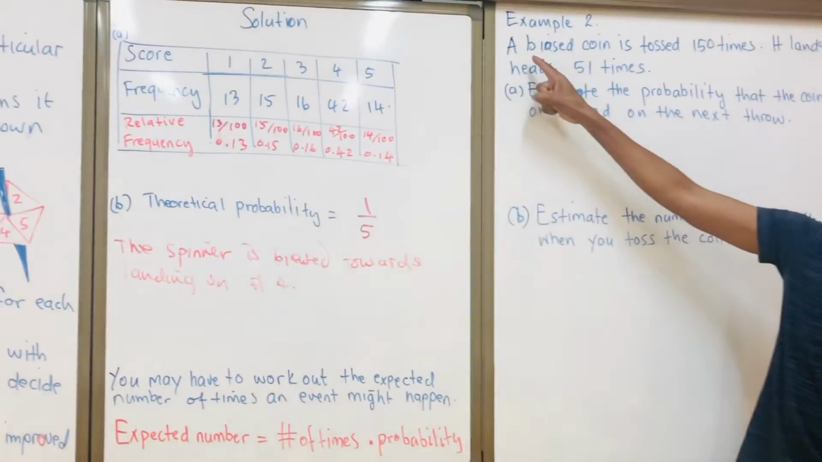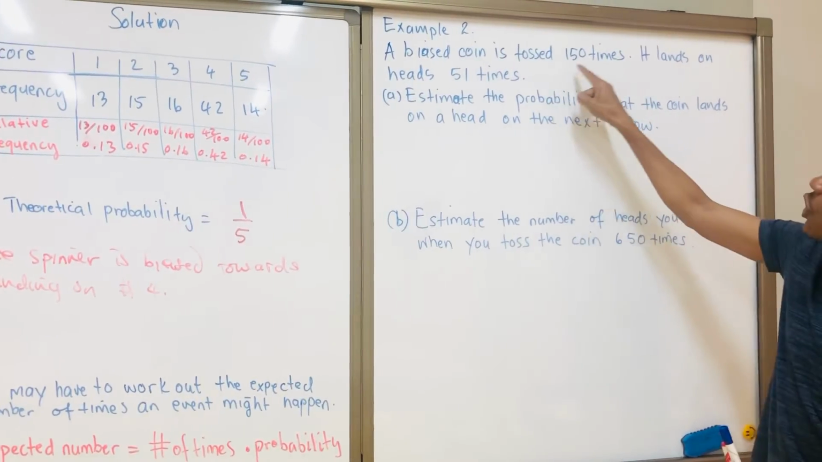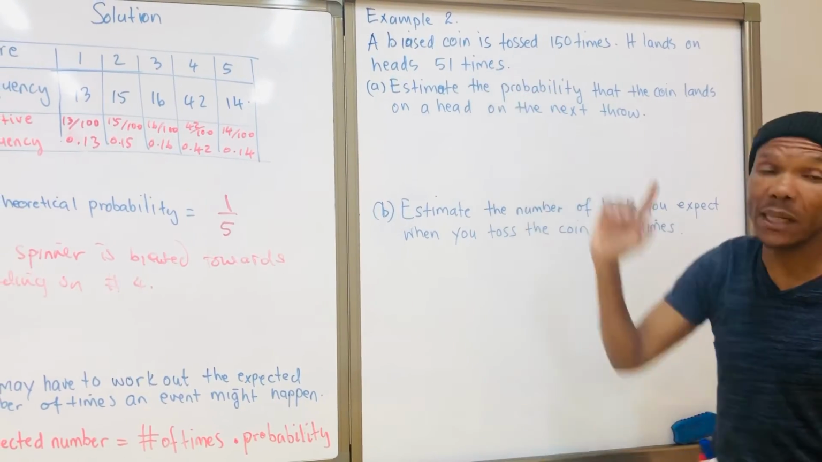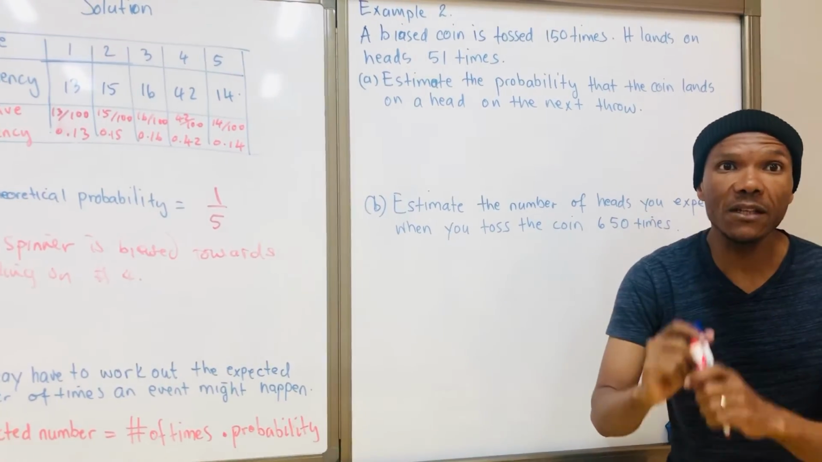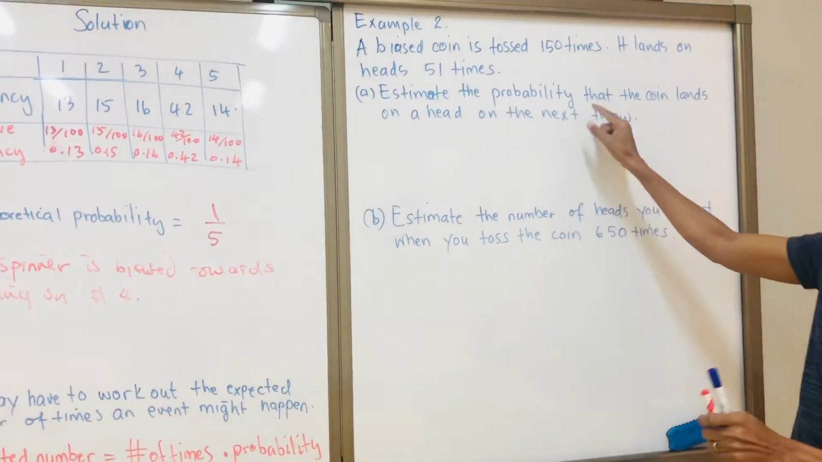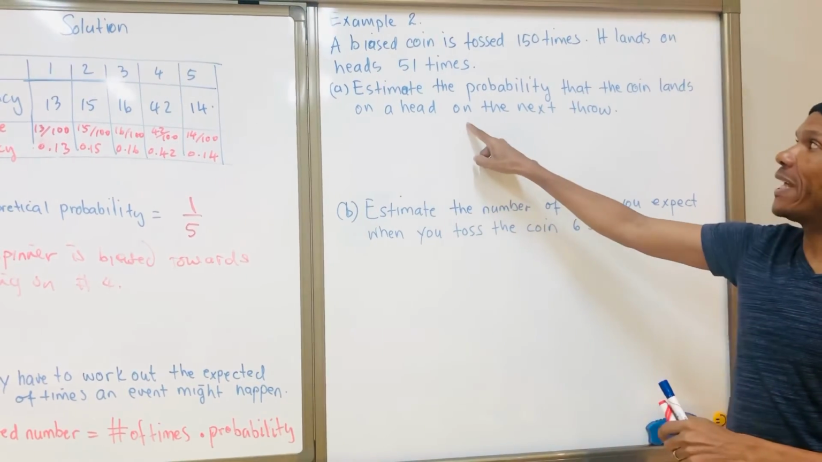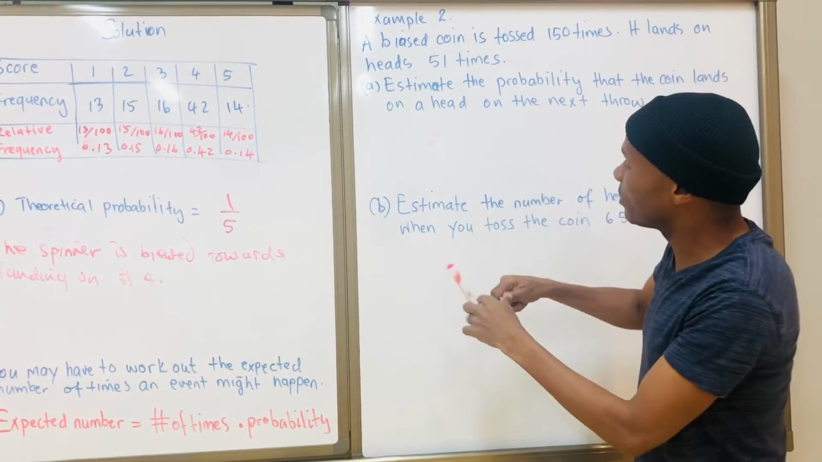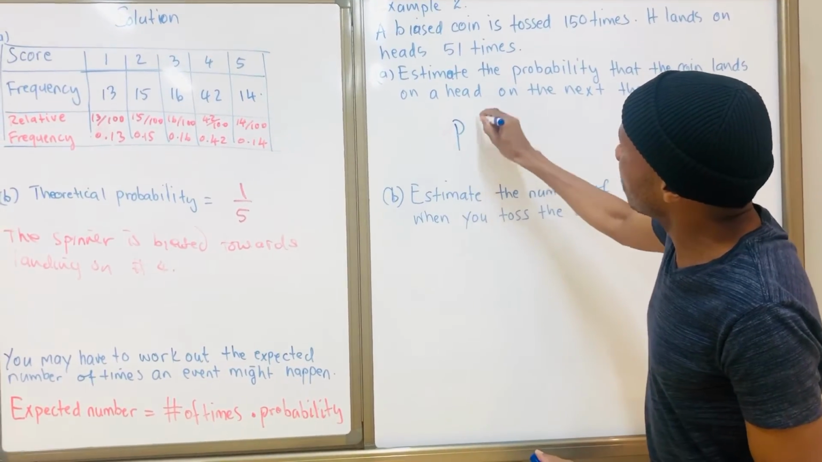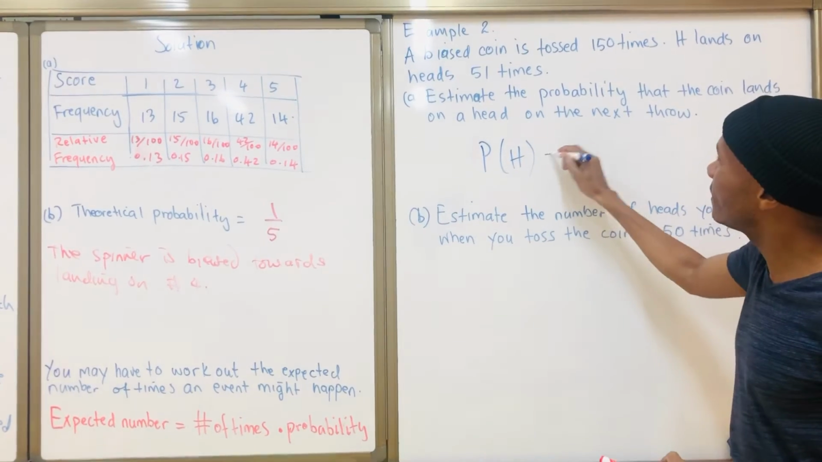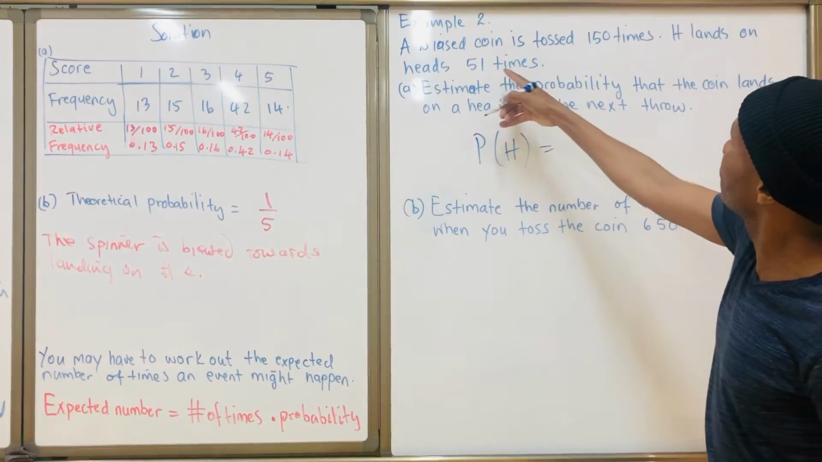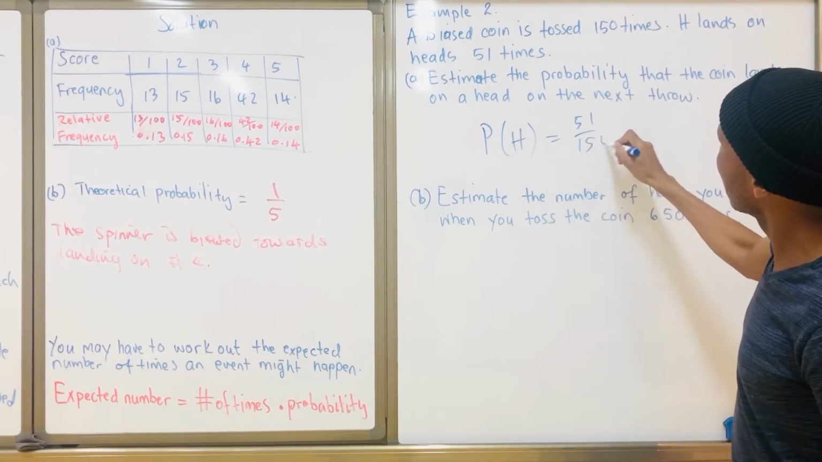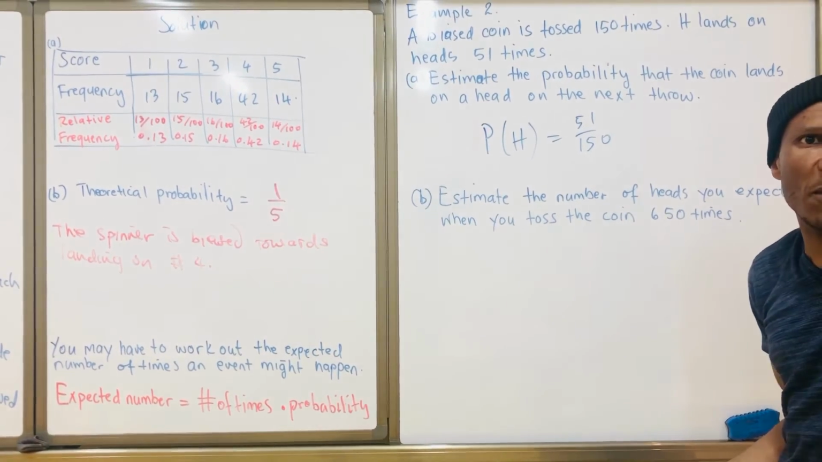The second question says, a biased coin is tossed 150 times. It lands on heads 51 times. Estimate the probability that the coin lands on a head on the next throw. Okay, so that will be the probability that it's going to land on head. It's 51 out of 150. So that will be 51 over 150. So that's the probability, okay?